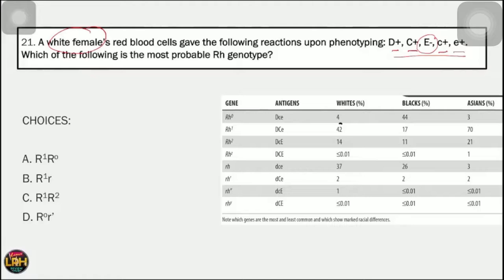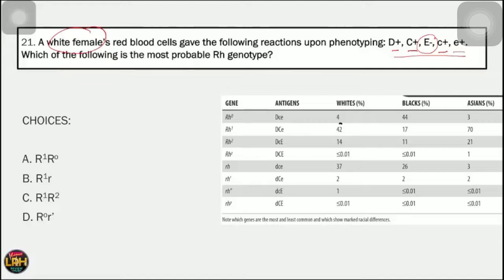For number 21, a white female's red blood cells gave the following reaction upon phenotyping: a positive reaction for D antigen, big C antigen, small c antigen, small e antigen, and a negative reaction with the big E antigen. Which of the following is the most probable Rh genotype? For this question, it is helpful that you are familiar with the frequencies of the genes, especially for Asians, for blacks, or for whites, or Caucasians. So the answer should be based on the frequencies of the genes.